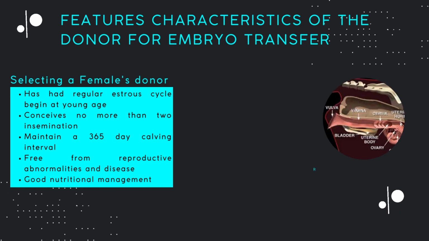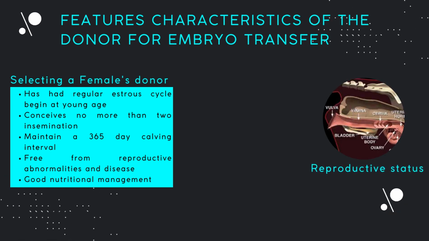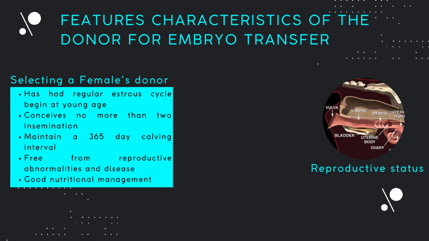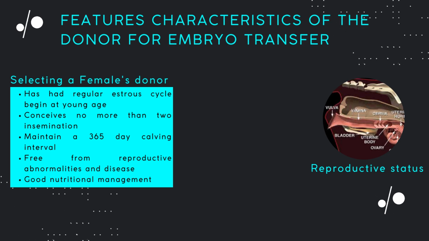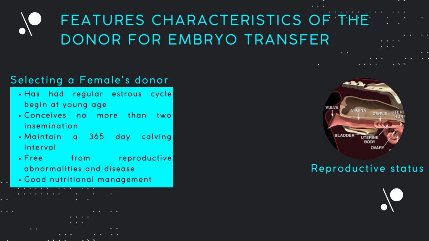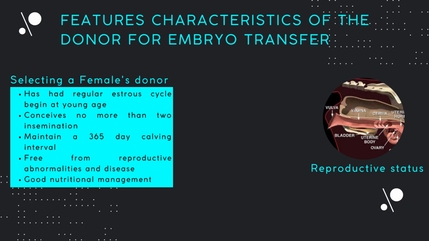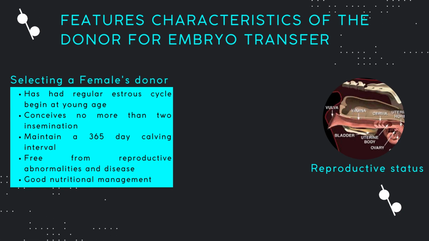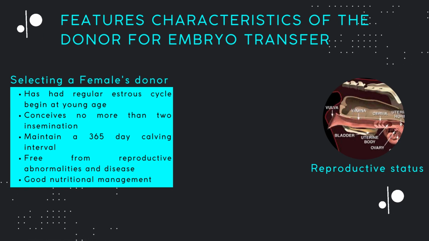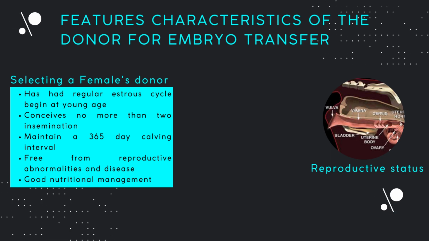The last one is the donor reproductive status. It must be examined and in good condition, without any defect such as urine pooling, short cervix, excessively long vagina, or deep uterus that may affect fertility.